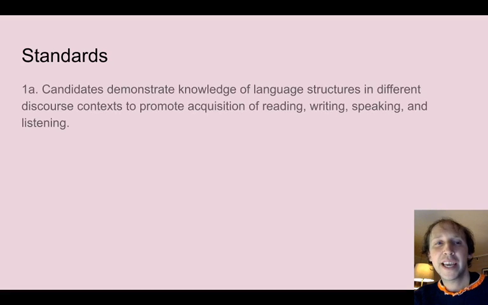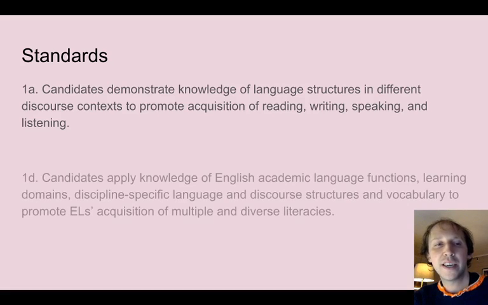First of all, 1A, candidates demonstrate knowledge of language structures in different discourse contexts to promote acquisition of reading, writing, speaking, and listening. And 1D, candidates apply knowledge of English, academic language functions, learning domains, discipline-specific language, and discourse structures and vocabulary to promote EL's acquisition of multiple and diverse literacies.